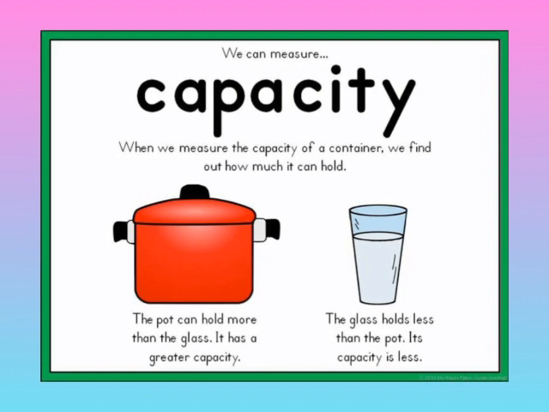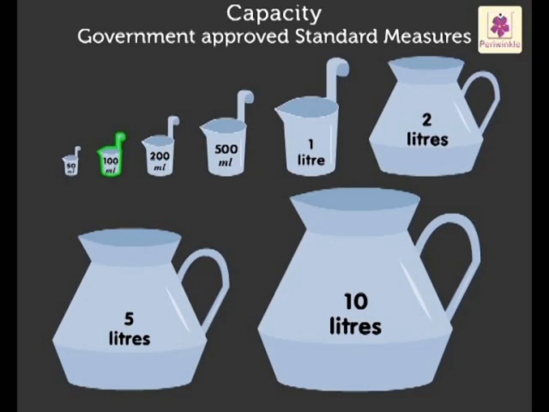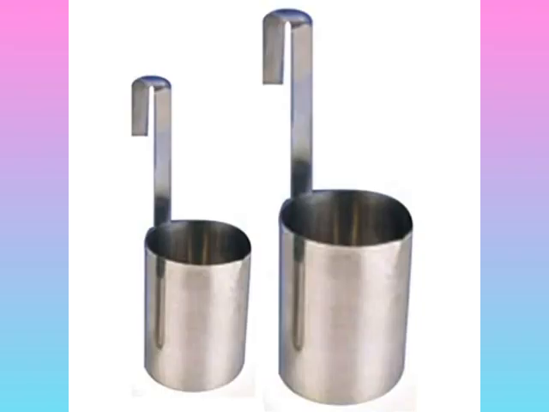What is capacity? Capacity of a container is the amount of liquid it can hold. For example, we take a glass of milk. The capacity of the glass is the amount of milk it can hold. So for measuring the capacity, we use an instrument or a container called a measuring cylinder. You would have seen a milkman measuring milk with his measuring cylinder or measuring cup.